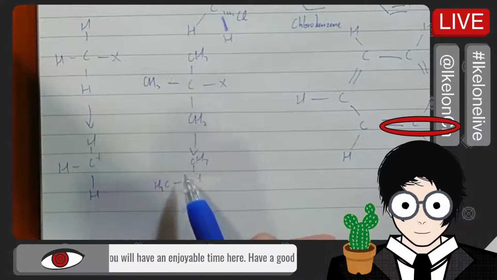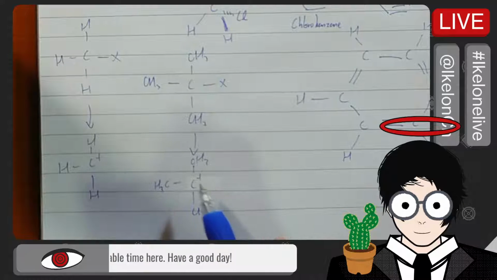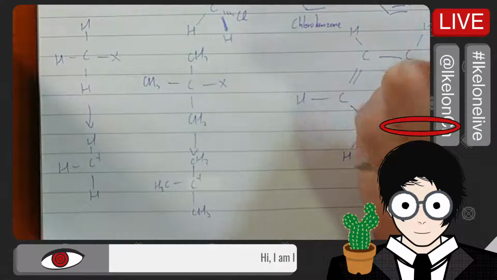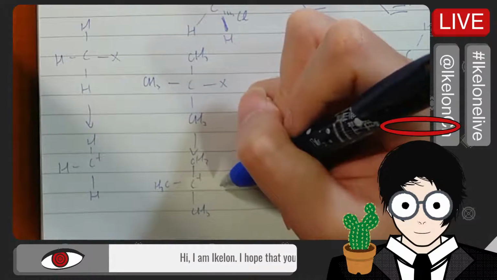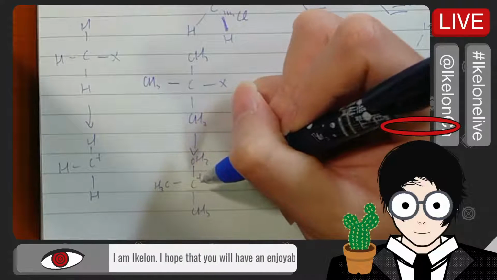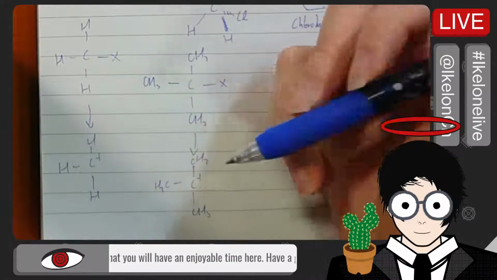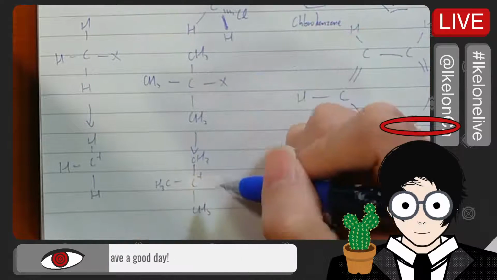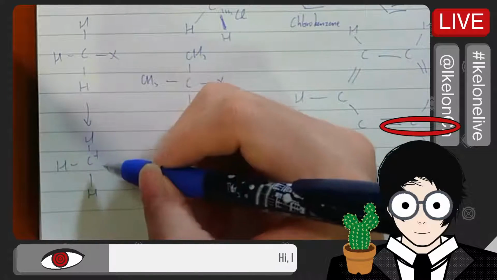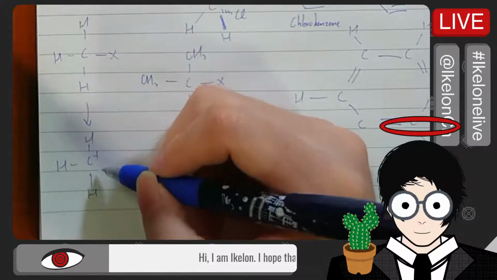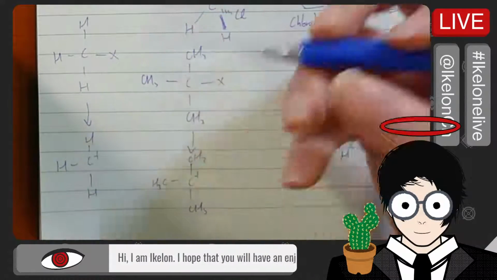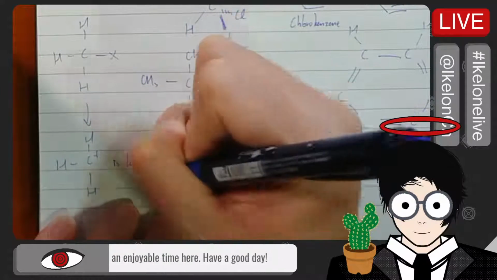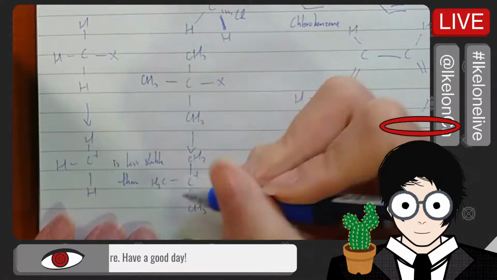But the thing is, alkyl groups, CH3 or carbon chains, are electron donating. So there are 3 electron donating groups, so it will make this carbon more negative. And if it's more negative, the positive charge is dispersed, so this is actually more stable. But if you look at this, there are no alkyl groups that are electron donating, so it is not as stable. So this is less stable than this one. This is more stable.